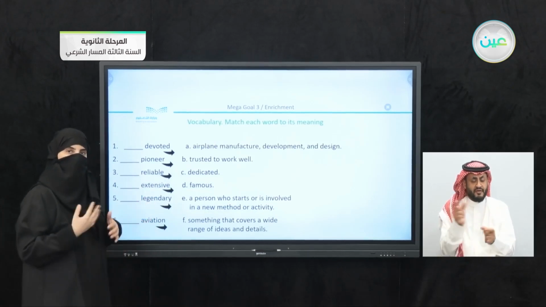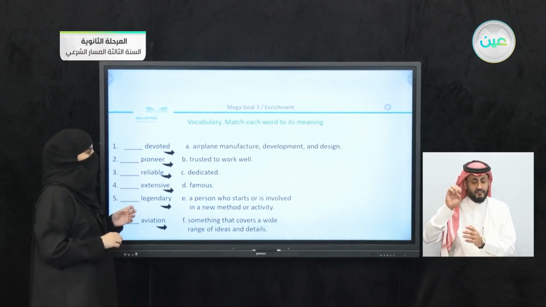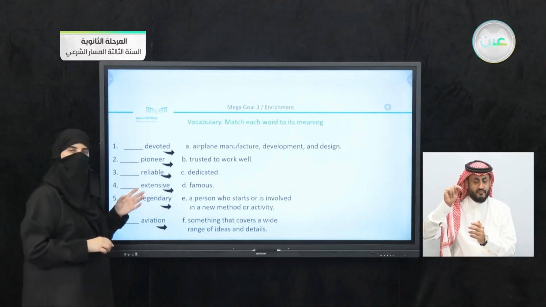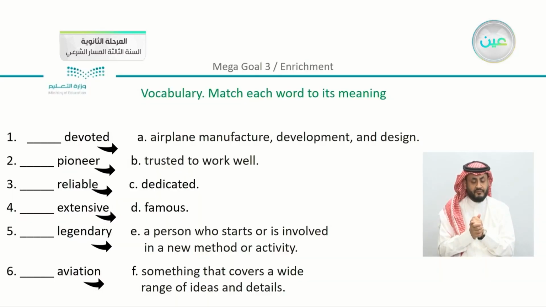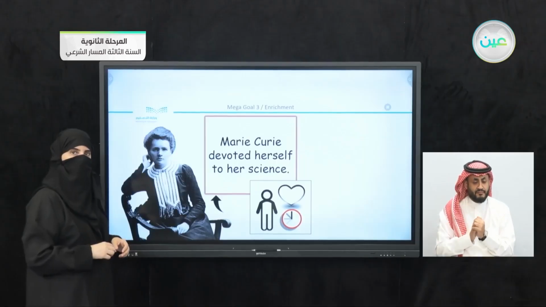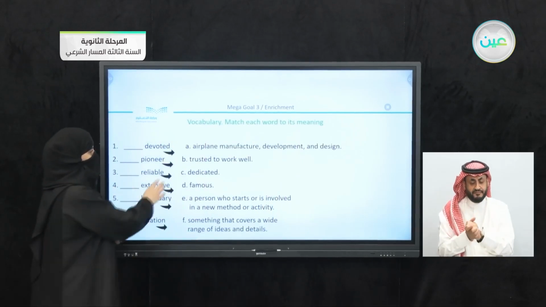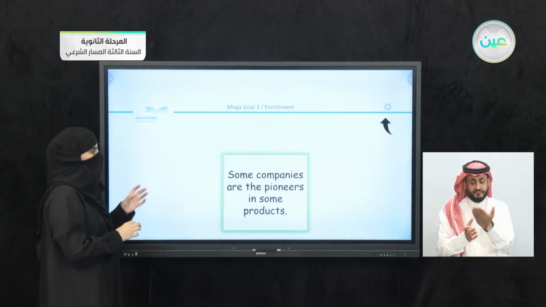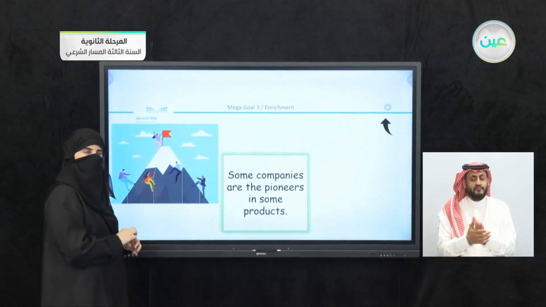Just to recall with me, what are the words? We have the first one, devoted, then pioneer, number 3, reliable, number 4, extensive, then legendary, and aviation. I'm going to give you short hints here. We said that Marie Curie devoted herself to her science. Also, we mentioned pioneer. For example, we said that some companies are the pioneers in some products.